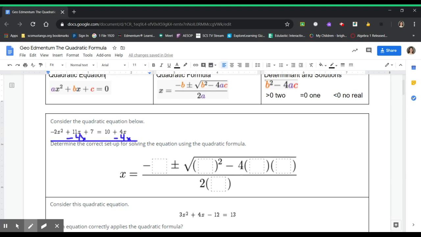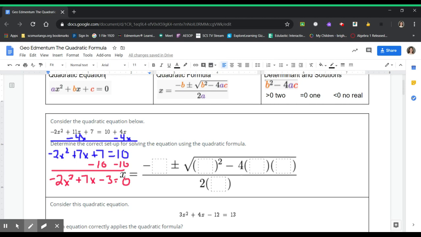So when I do that, I'm going to end up with negative 2x squared, and then 11 minus 4 is going to give us 7x, and it's positive. So plus 7x plus 7 is going to be equal to 10. So almost there, but not quite yet. We've got our 10 on the other side of that equal sign, so I'm going to move it to the other side. This is a positive 10, so to move a positive 10, I need to subtract 10 from both sides, and that leaves us with negative 2x squared plus 7x minus 3 is equal to 0.